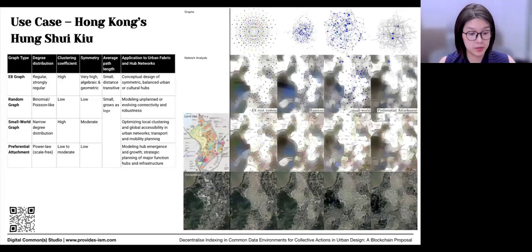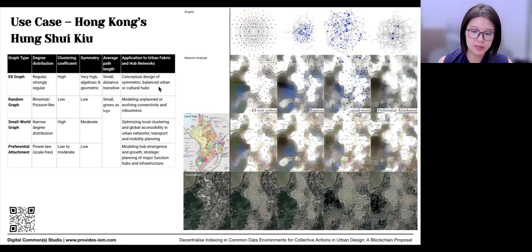For instance, this is a very preliminary test that I did. The following network analysis tried to rationalize the urban fabric with topologies extracted from an E8 graph, a random graph, a small world graph, and a preferential attachment graph. And all of these graphs have different properties. As you can see, they have different degree distribution, clustering coefficient, symmetry, and average path length, which makes them desirable for different planning operations. For instance, E8 is very ideal for conceptual design.